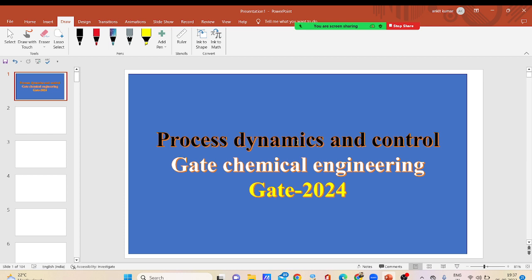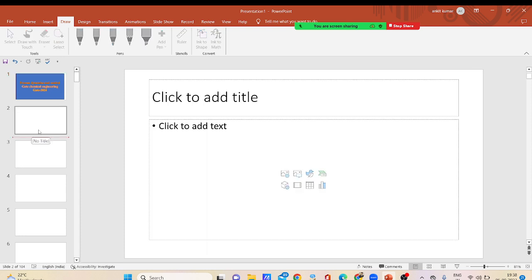Okay, so I'm going to start today the new topic of chemical engineering, and that is process dynamics and control. As usual, when I start a topic, I say what the importance of this topic is for the GATE examination. This topic is very, very important because, like CRE and all other topics, it contains 12 marks at least.